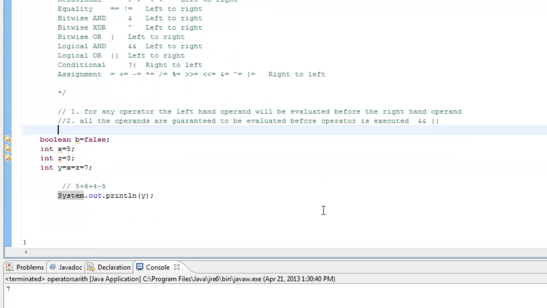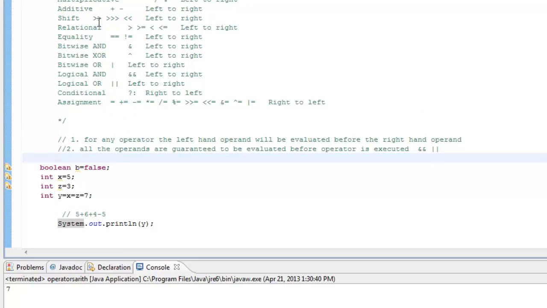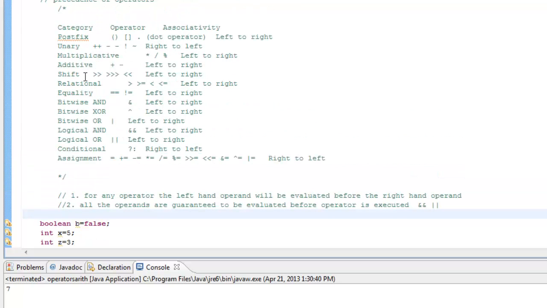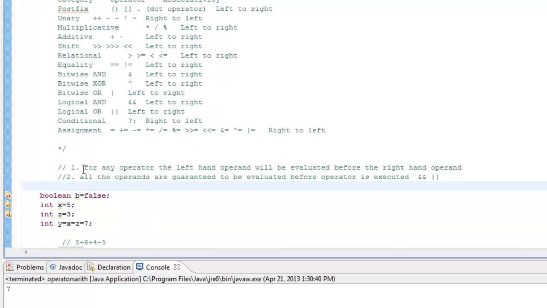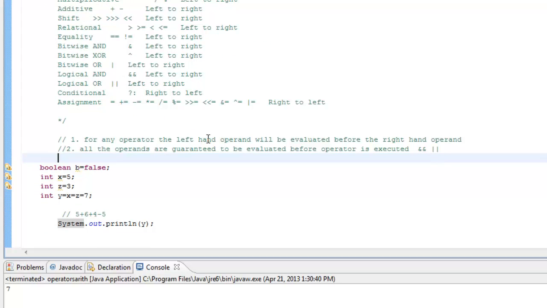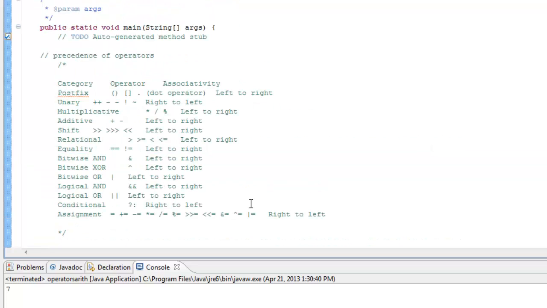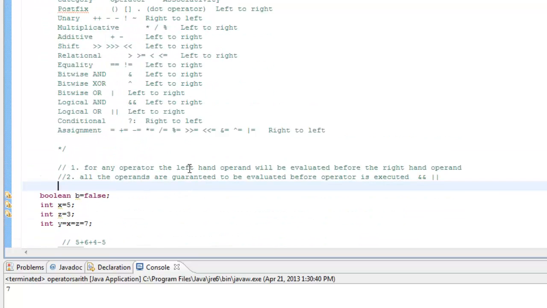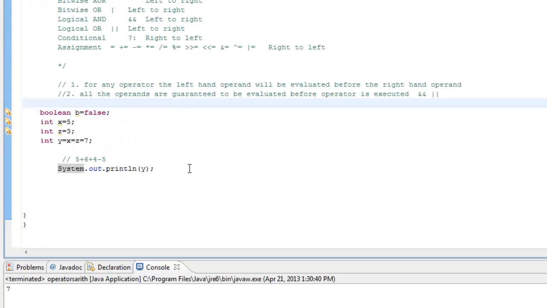So many times we have this confusion about the higher precedence of an operator, and we ask why this is not evaluated first and the left hand side is evaluated earlier. That is because of rule number 1, which says that for any operator we have to have the left hand side evaluated before the right hand side. So I hope this clears all confusions regarding precedence of operators and the associativity of operators.